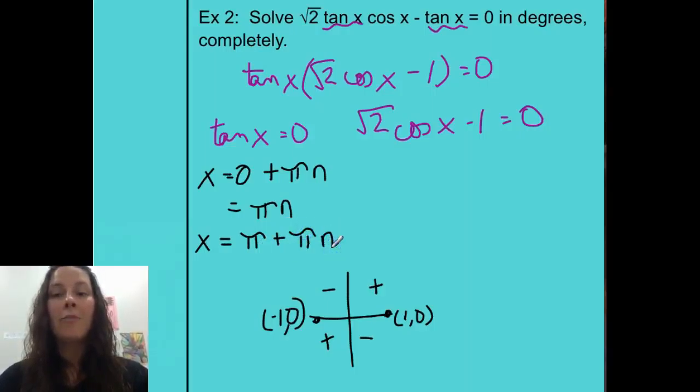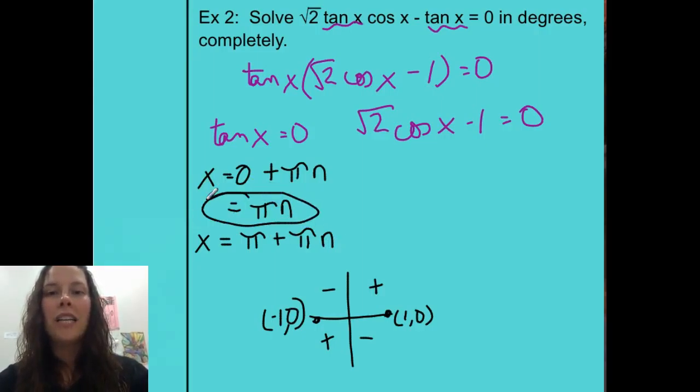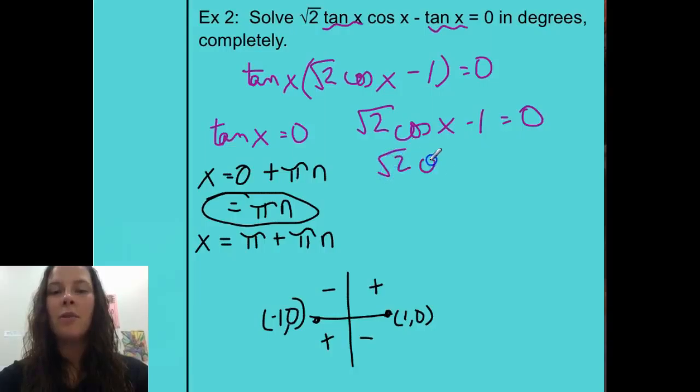But of course, if you add pi to itself, really this is the only answer that we need. It includes pi plus pi n. Solving our second equation, adding that 1 to both sides.